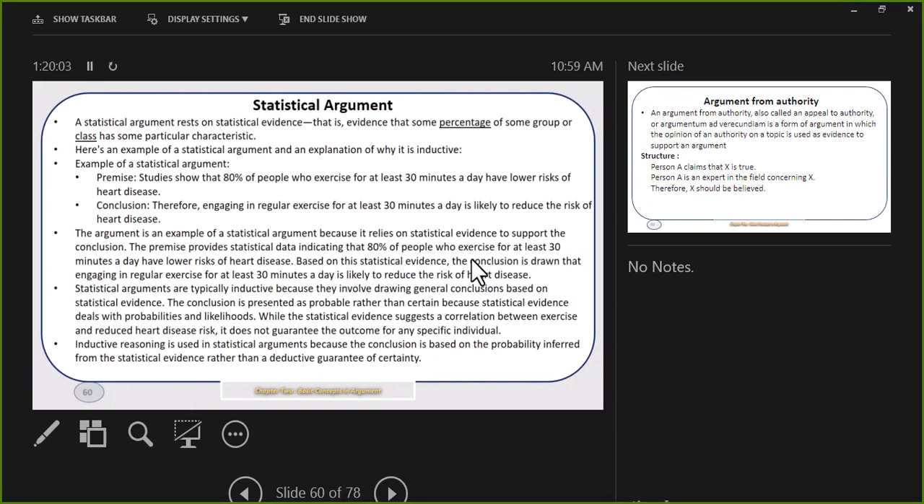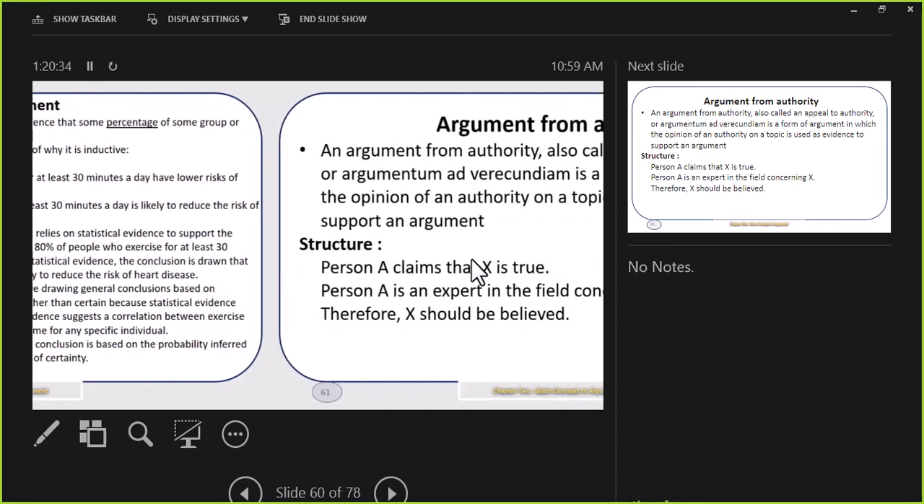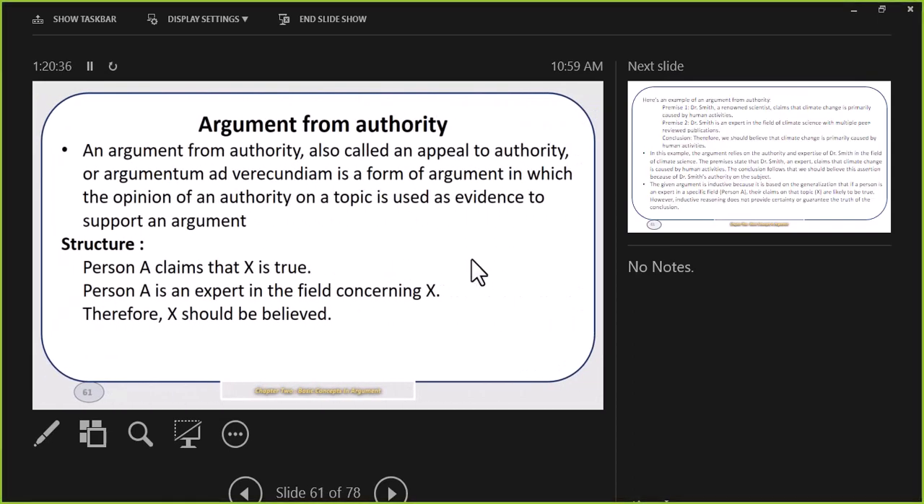Statistical arguments are very much similar to arguments based on mathematics. We have already said so because they contain numbers. But unlike mathematical arguments, statistical arguments contain what? Data, percentage, and samples. Even though they contain numbers, they're not deductive arguments. Pure mathematical arguments are based on algebraic computation, geometric computation, and arithmetic calculations. Statistical arguments are inductive.